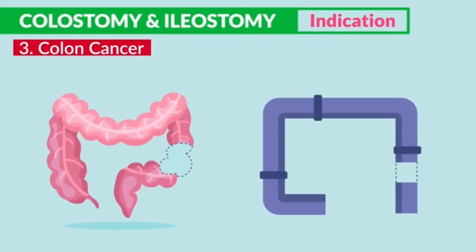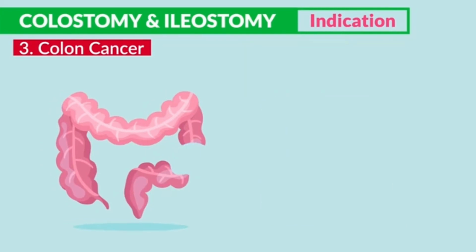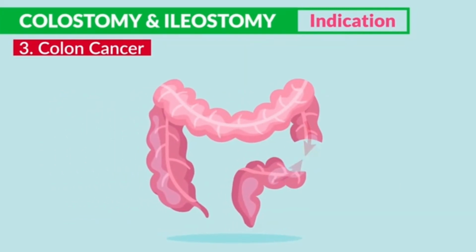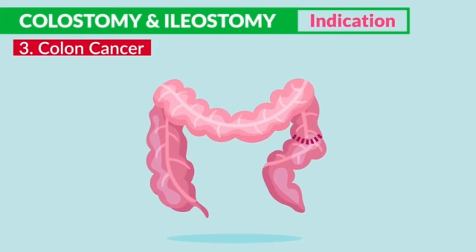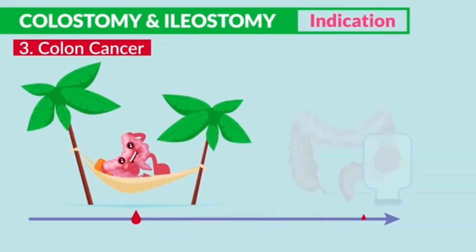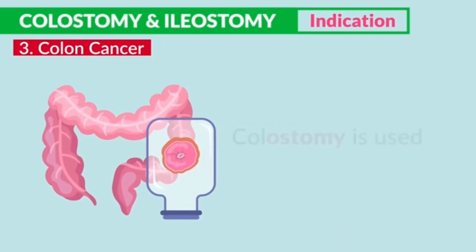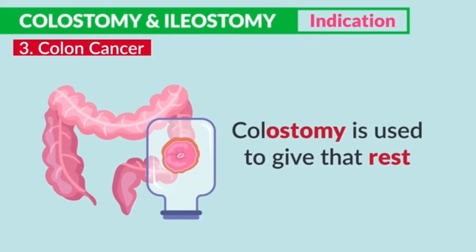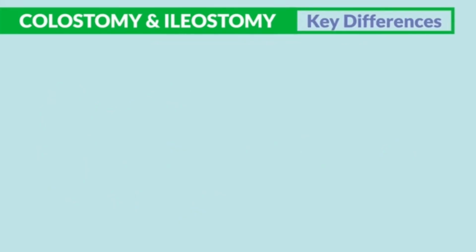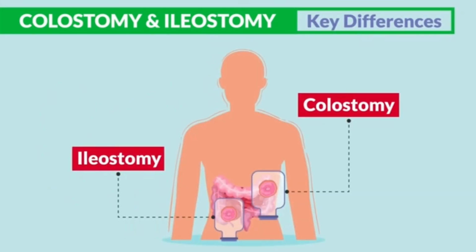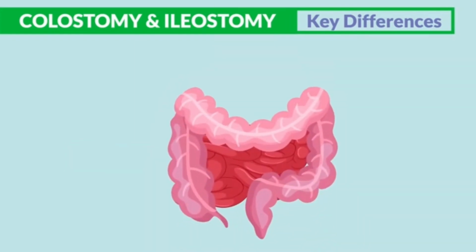We're basically cutting the colon out like cutting out a pipe in a drainage system. Eventually, we're going to reattach the healthy parts of the colon back together. But before we do this, we have to give the bowel some rest. So a temporary colostomy bag is used to give that bowel rest. Now, the main difference between an ileostomy and a colostomy is simply the location.